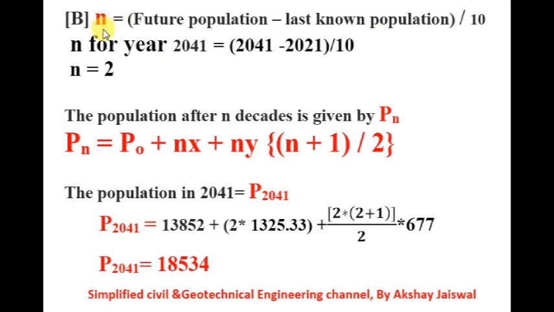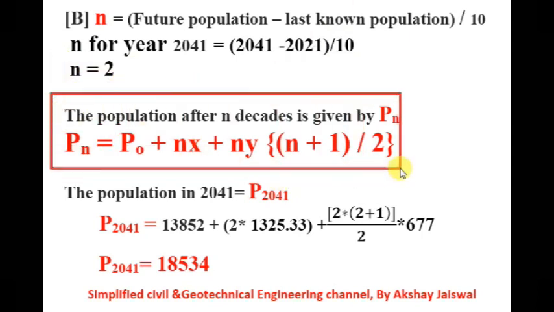In the question it is also given to find the future population in 2041. So again we need to find the value of n for the year 2041. N will be future year minus last known year divided by 10. We need to find the population in 2041, so it will be our future year, so here we write 2041. The last known population is available for the year 2021, hence we write 2021 and divide by 10. Then we will get the value of n as 2.